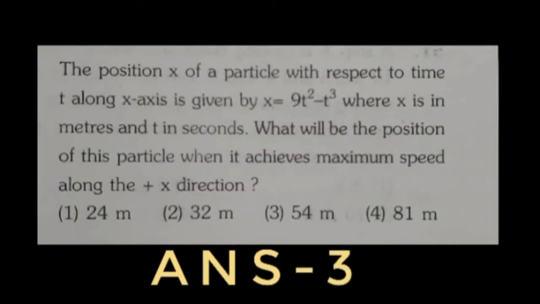The position of a particle with respect to time along the x-axis is given by x = 9t² − t³, where x is in meters and t in seconds. Find what is the position when it will achieve maximum speed along the positive x direction.